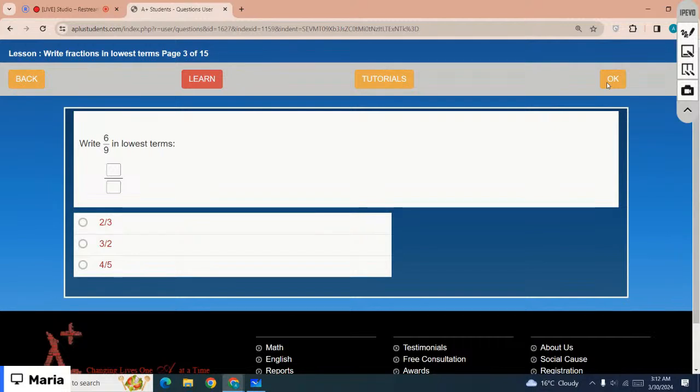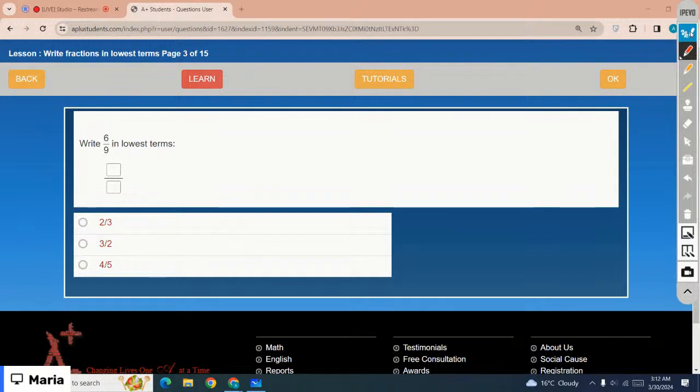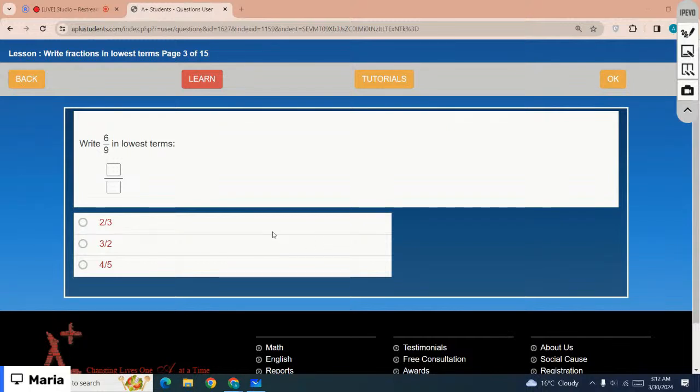The next one is write 6 by 9 in lowest term, which is the correct option? Yes, very good. That is 2 over 3. You have to divide them by the greatest number. The greatest number is 3. And yes, the correct option is 2 over 3. Option number 1 is the correct option. Very good.